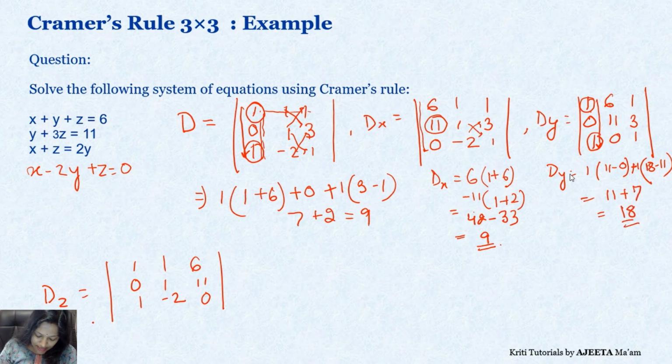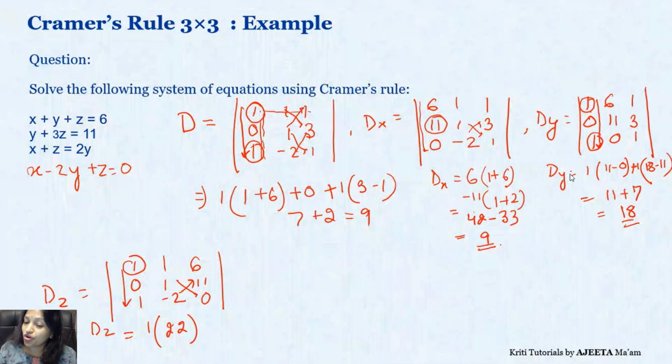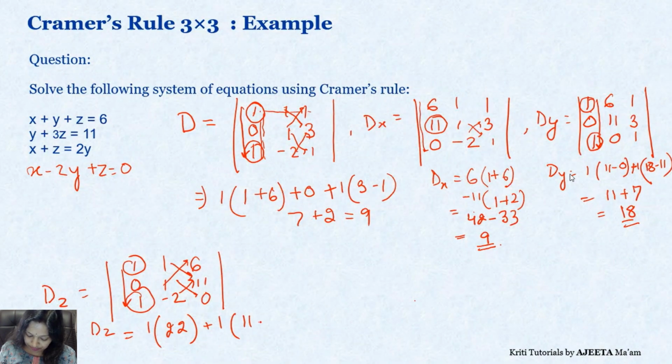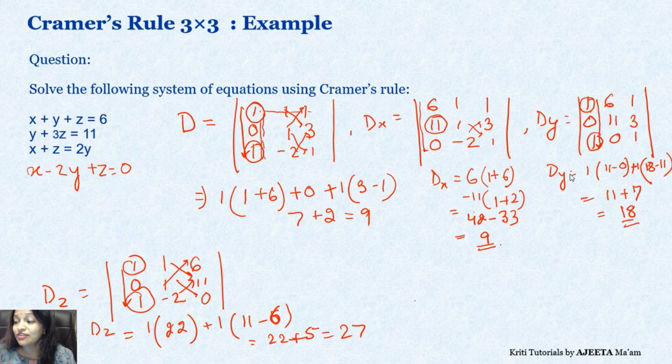Now let's find the value of dz. Again we make it along the C1 because again we have 0 in C1, right? So again let's move on for the first element. Leave the row and column in which 1 is there. Down minus up. So what will you get? 1 into 22. Now for 0 nothing to write, right? You can leave it blank also. Now let's move it for the 1. Leave the row and column in which 1 is there. So again down minus up. So 11 minus 5. So what will you get? 22 minus, sorry, 11 minus 6, right? So 22 plus 5, that is 27. So these are the values for the four determinants.